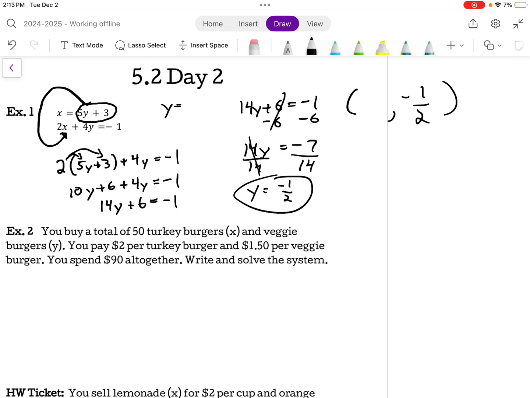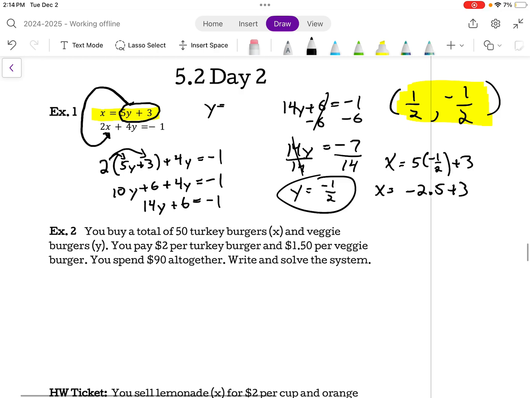And then I need to look at any of my original equations. In looking at that, I think this is probably going to be my best equation to use, the one I highlighted in yellow. So x is equal to 5 times y, which was -1/2, plus 3. Now I have to do a little bit of math here. 5 times -1/2 is -2.5, and -2.5 plus 3 ends up being +1/2. So my final answer would be right here.